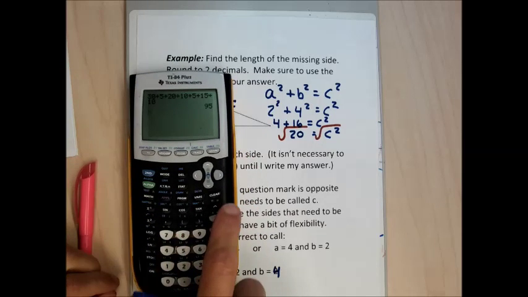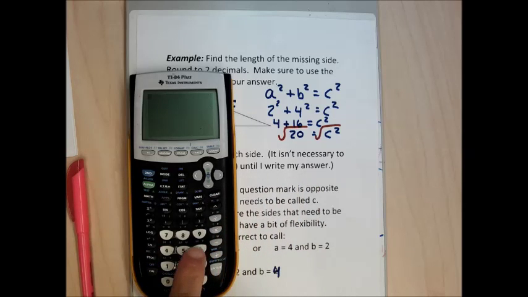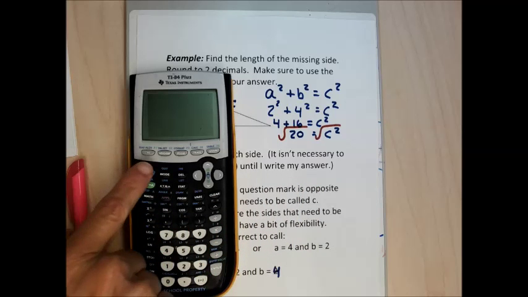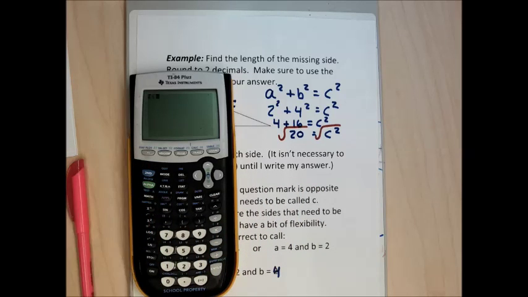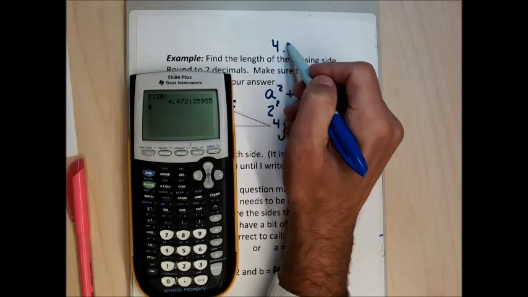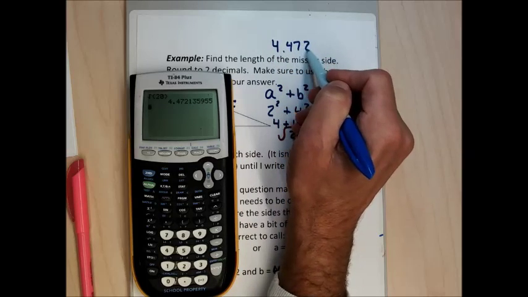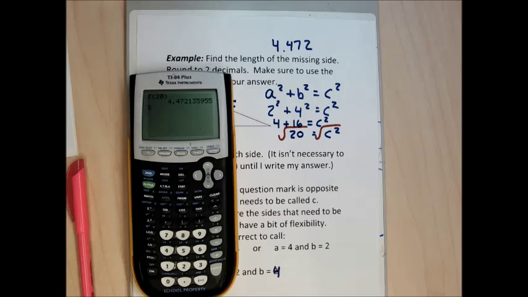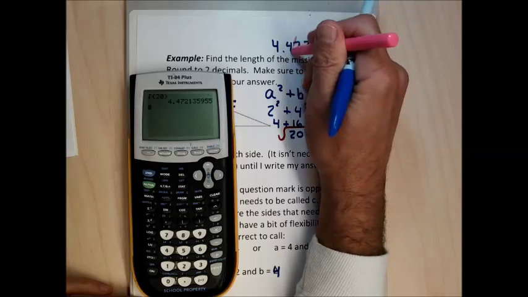So on my calculator, I just need to find the square root of 20. I'm just going to go second and the x squared key to get the square root activated, and then I'm going to type in the number 20, and then I'll hit enter or equals. I don't really need to close the parentheses, but I can. I see 4.472. I have to decide whether I'm leaving the 7 a 7, or I'm rounding it up to an 8.